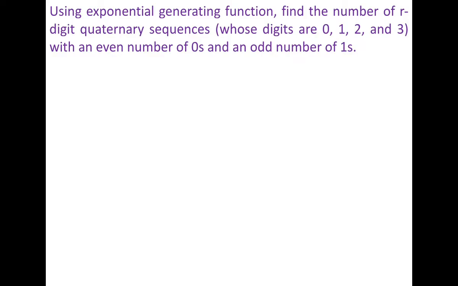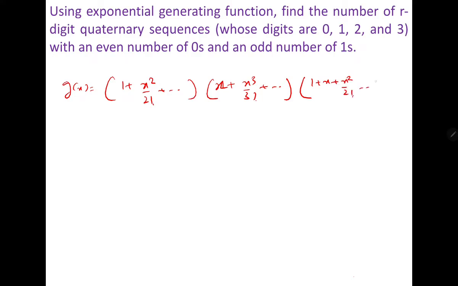It says: find the number of r-digit quaternary sequences with an even number of zeros and an odd number of ones. So first write down the generating function. Even number of zeros means 1 plus x square by 2 factorial and so on. Odd number of ones is x plus x cube by 3 factorial and so on. And for the last two digits, there is no restriction.